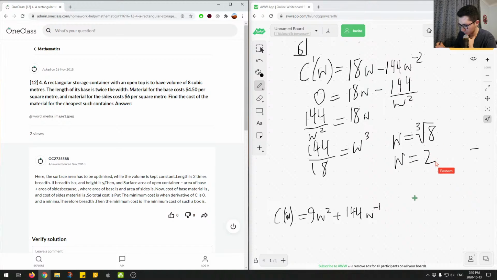So we know 2 times 2 times 2 will give us 8. So 2 times 2 is 4, times 2 is 8. So the cube root of 8 would just be 2. So we know that the width is 2. So we'll just double check that math. Yep, that's correct.